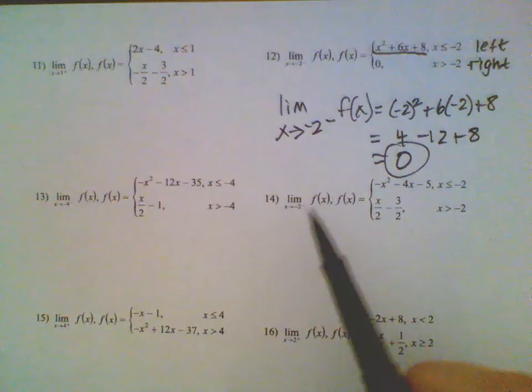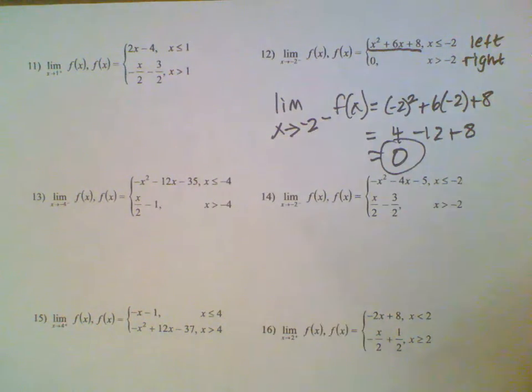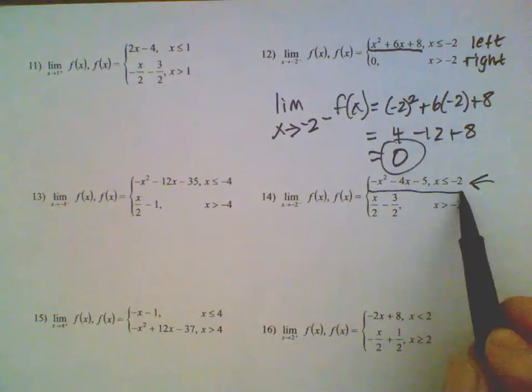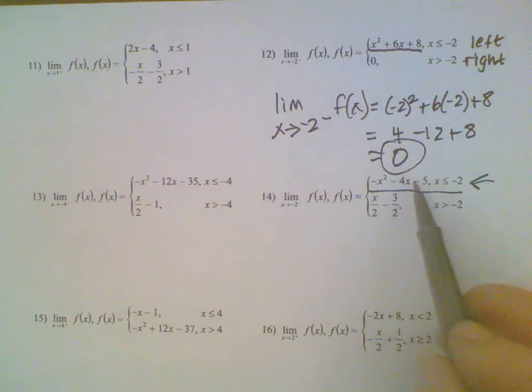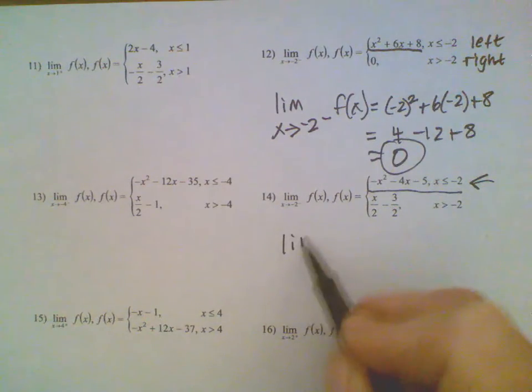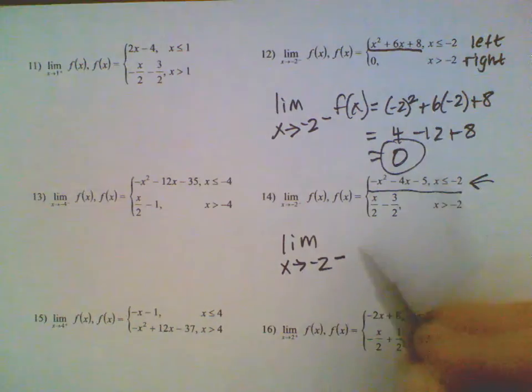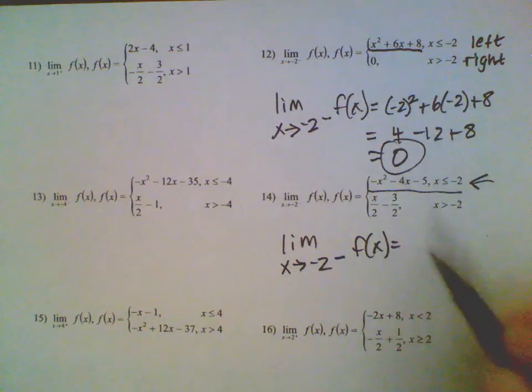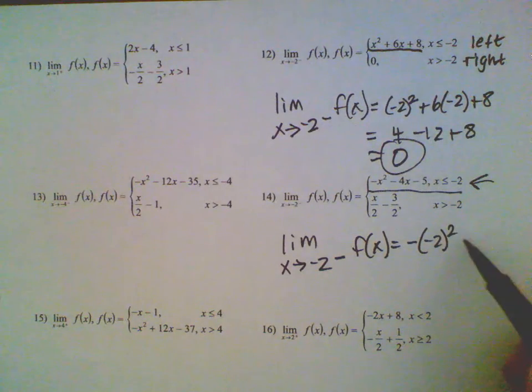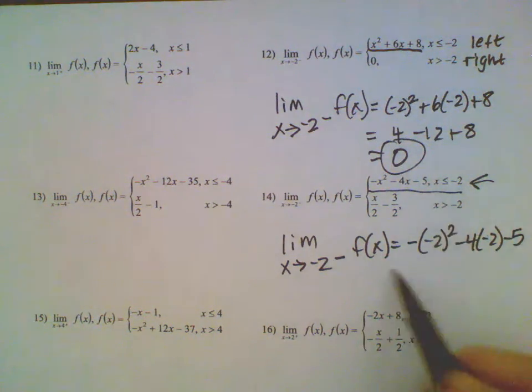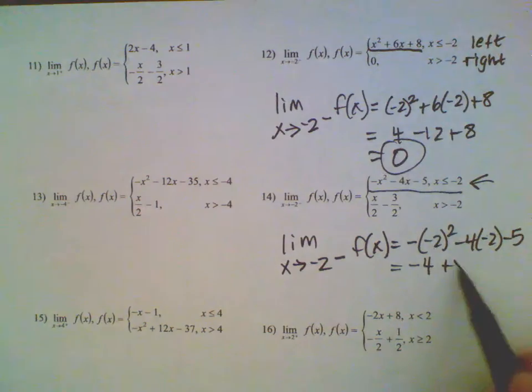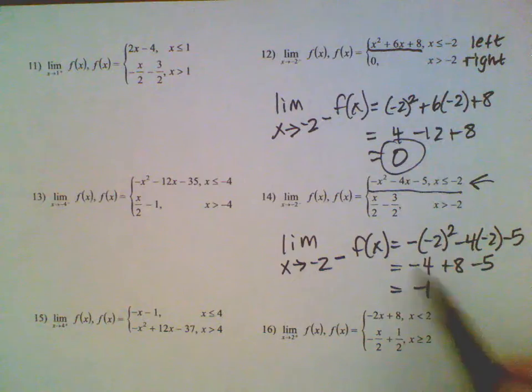The limit as x approaches -2 from the left again, here we are, from the left, that's what I'm interested in. From the left, it's the less than portion, so that's the piece that goes in there. The limit as x approaches -2 from the left of this function is the opposite of -2 squared minus 4 times -2 minus 5, which is the opposite of 4 plus 8 minus 5. That looks like -1. And there's my limit.